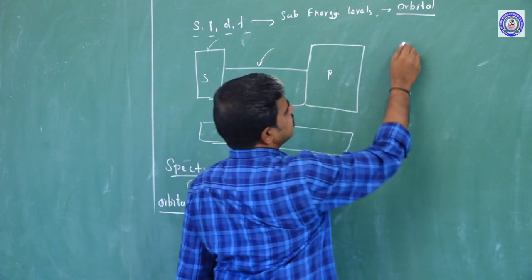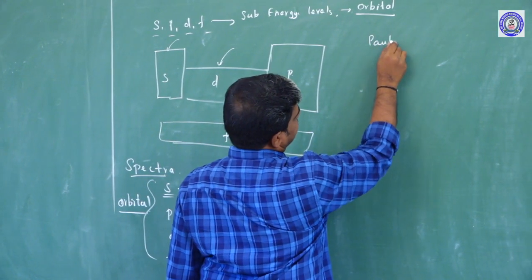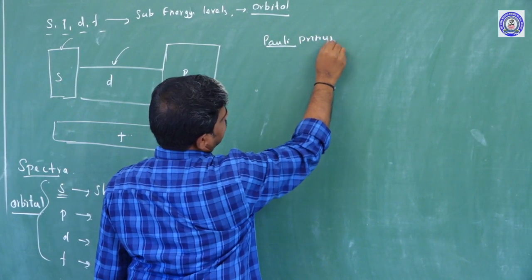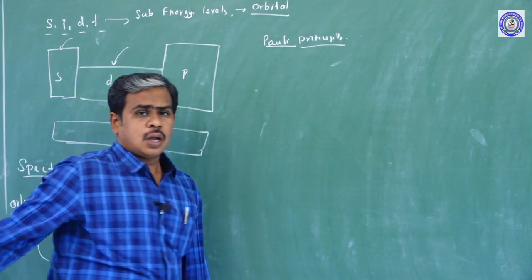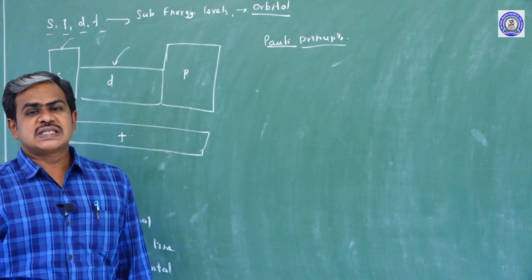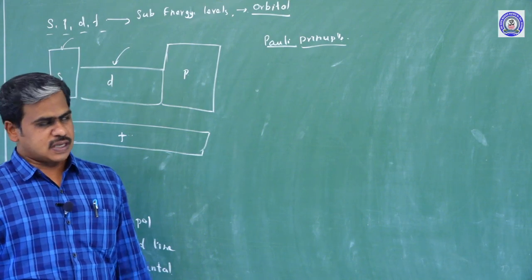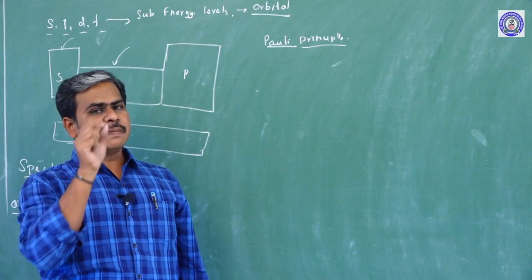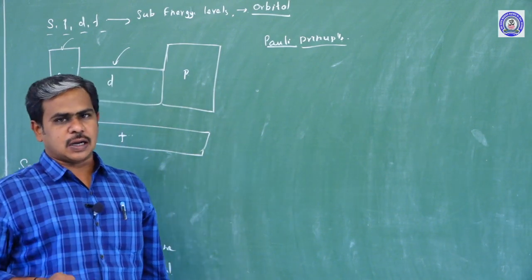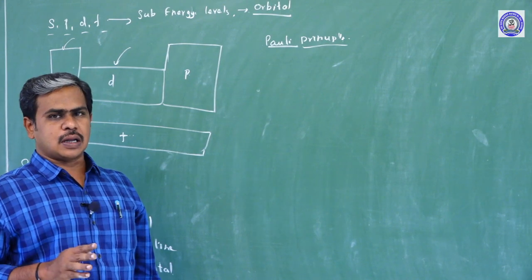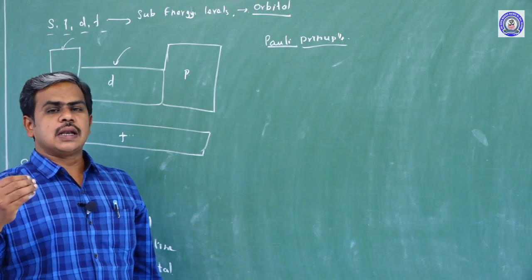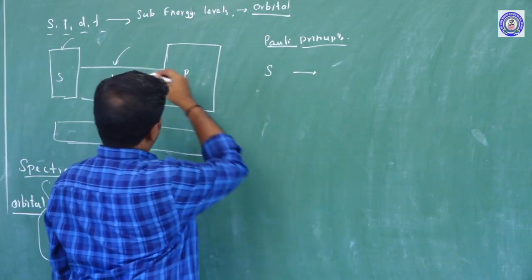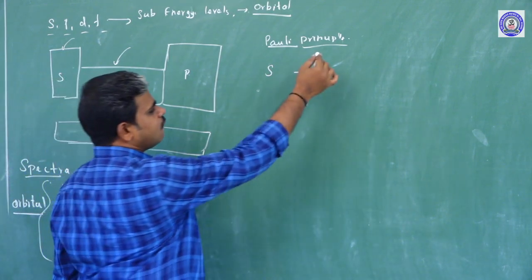Now you know Pauli's exclusion principle. According to Pauli's principle, no two electrons can have the same set of 4 quantum numbers. Otherwise, an orbital has only 2 electrons, and they are in opposite spin. Suppose we take S orbital. How many S orbitals are there? Only one orbital.